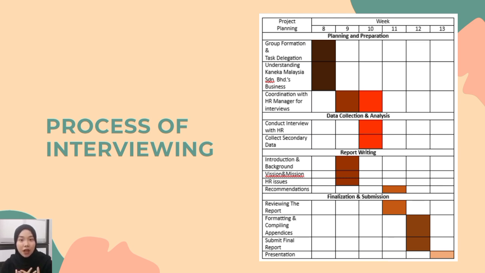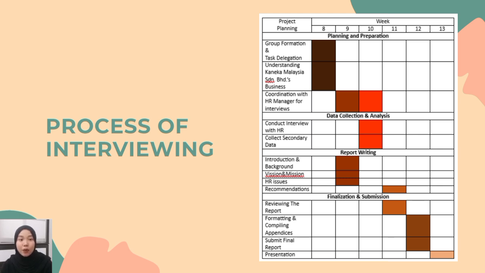So we have structured our work into 4 main phases, over the span of 6 weeks, starting from week 8 until week 13. So for the first phase, which is planning and preparation, in the initial stage, we form our group and delegate tasks to ensure that we have smooth collaboration.